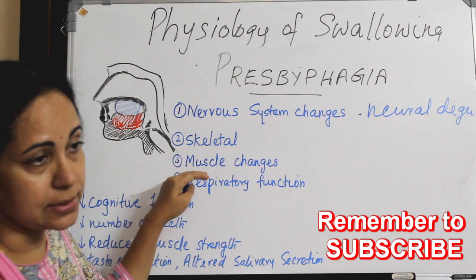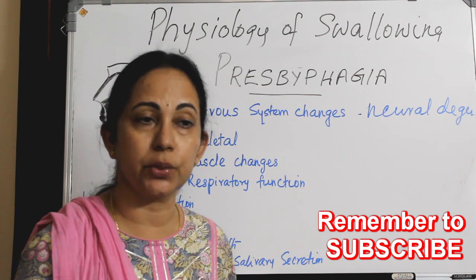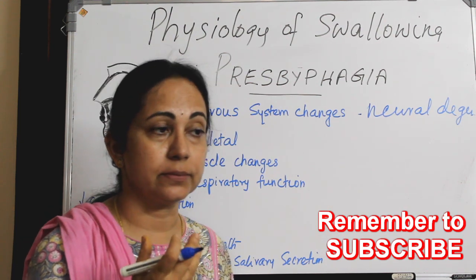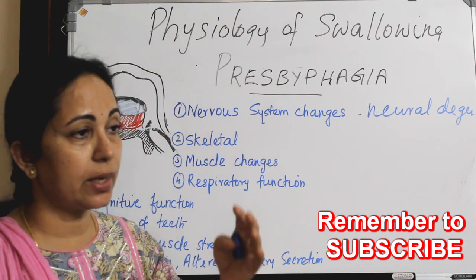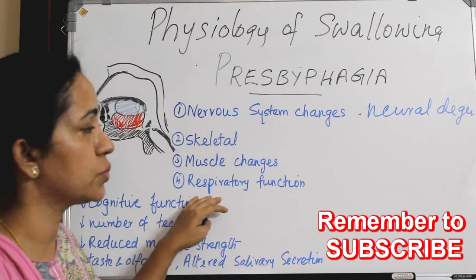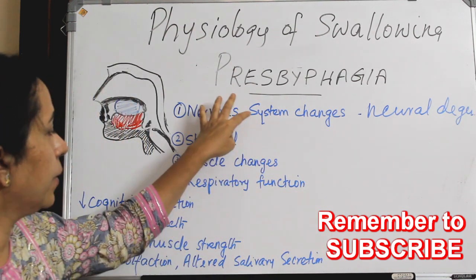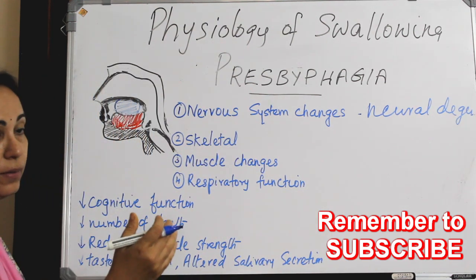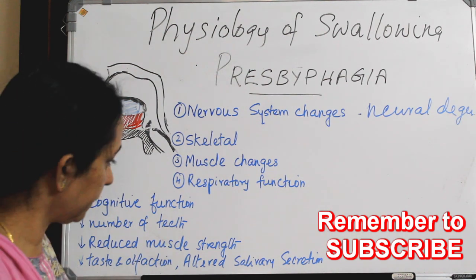Then there are muscle changes. The tension and tone of the muscles will be reduced, and the reflex action of the muscles will be reduced. So again there are problems with that, and also the respiratory function is lowered with old age. Because of that, now we know the different stages of swallowing.